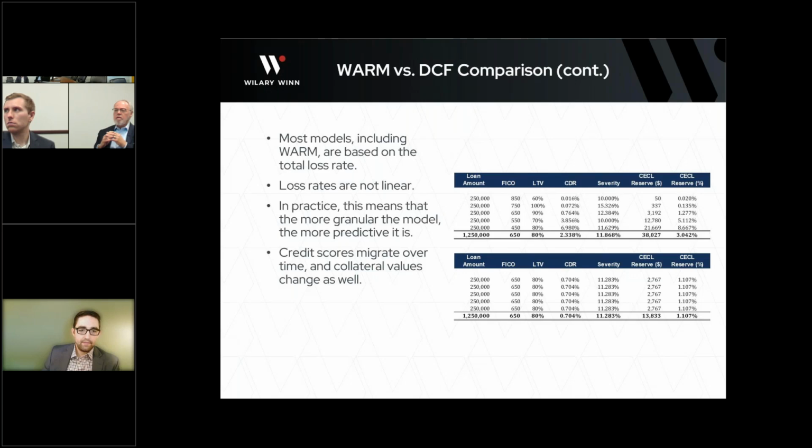The more granular the model is, meaning the more it accounts for borrower credit, collateral values, and other risk differences or risk ratings, the more predictive and responsive it becomes, especially when we see volatility in the environment. So we have to remember credit scores migrate over time, collateral values fluctuate, loans don't stay static. If your model's not adjusting for those changes, your estimates are going to miss the mark. So that's a big reason why the discounted cash flow model performs better. We're pulling in updated borrower information, updated collateral data. We can adjust dynamically, which is just improving all of our predictive power.